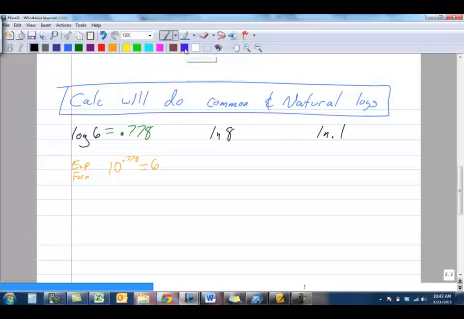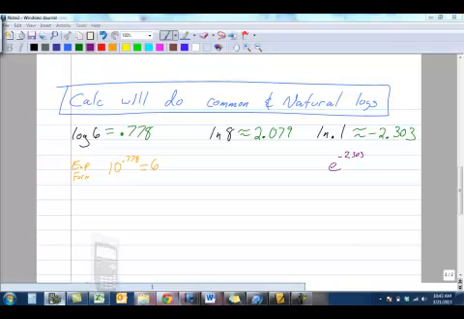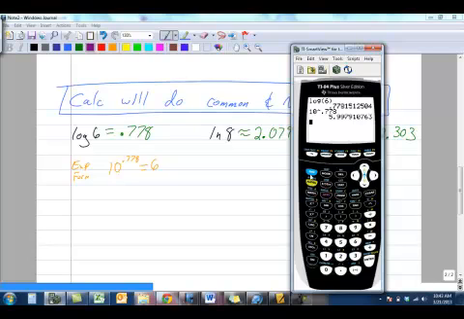And yeah, hopefully you got natural log of 8 is approximately 2.079, and natural log of 0.1 is approximately negative 2.303-ish. Smith, I don't believe you about this natural log thing. Well, natural log is base e, right? e to the negative 2.303. Let's put that in our calculator.